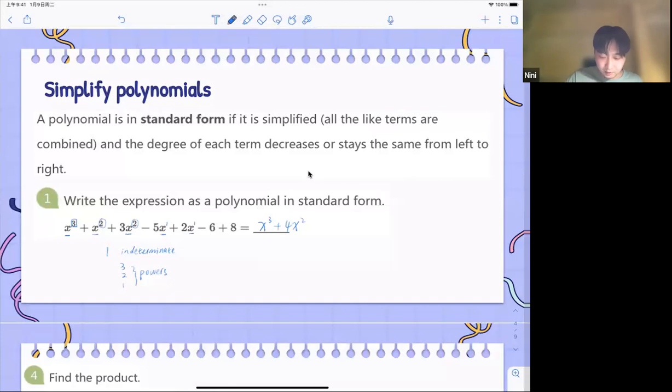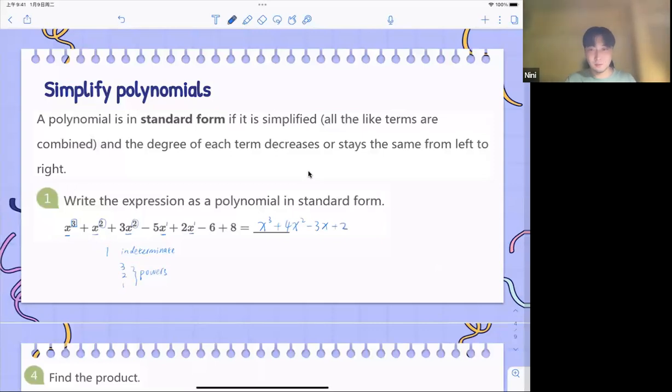Okay, and how many x to the power of 1 do we have here? We have minus 5 and plus 2. So we get minus 3 x to the power of 1. So we correctly write it down as x. Okay. Then what about numbers? Minus 6 plus 8, that is 2, right? So we write it down here.